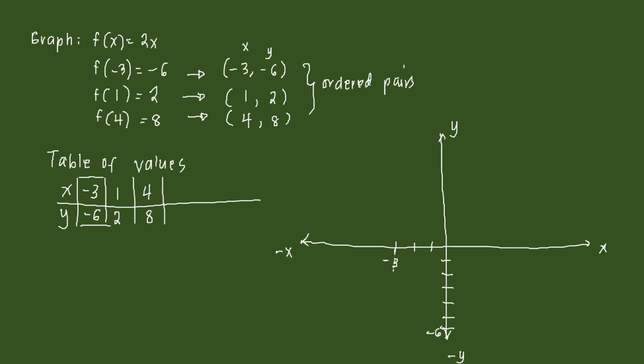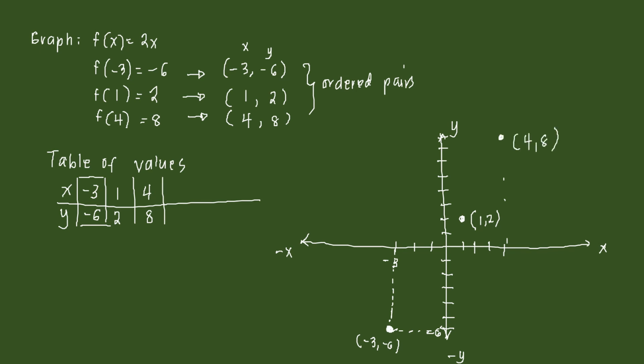The intersection, where they meet, is where we will put the point. You already know this because we've done this in terms of plotting the points, right? Next, 1 and 2. So this is positive 1, this is positive 2. So this is the point negative 3, negative 6. This is the point 1 and 2. Next, 4 and 8. 1, 2, 3, 4. 1, 2, 3, 4, 5, 6, 7, 8. So it's here. This is 4 and 8.